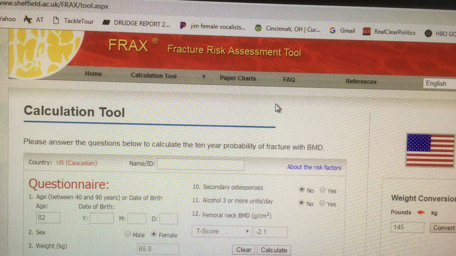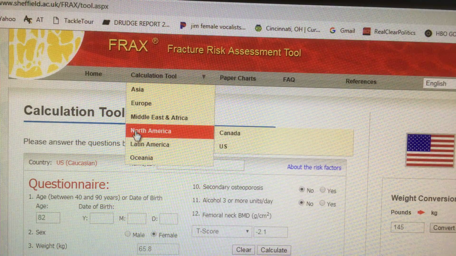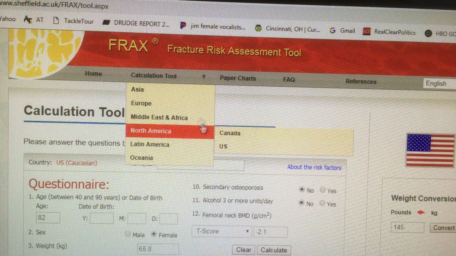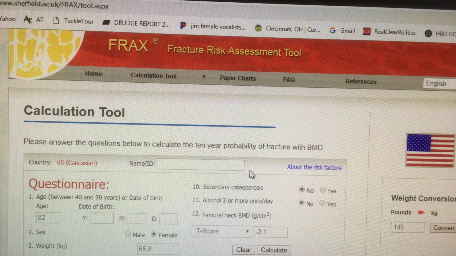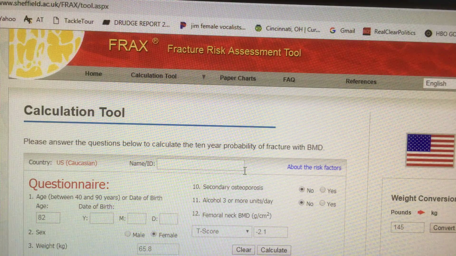On the website, you can choose the location where your patient lives, and then you can choose their race. And the FRAX database includes different data depending on race and ethnicity. So once you do that, at one of our sites we don't have FRAX on our machine, and so the technologists actually go to this website, enter in the data, and do a printout so that we can report a FRAX score on the patient.